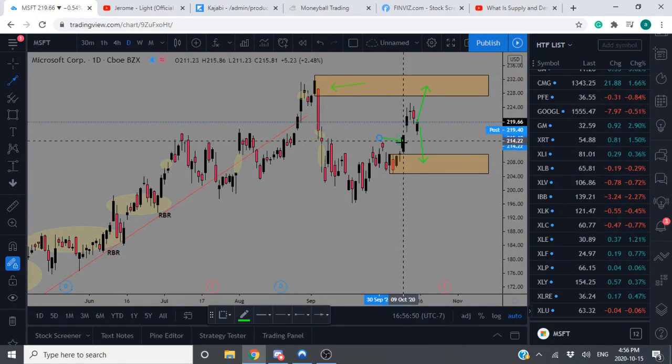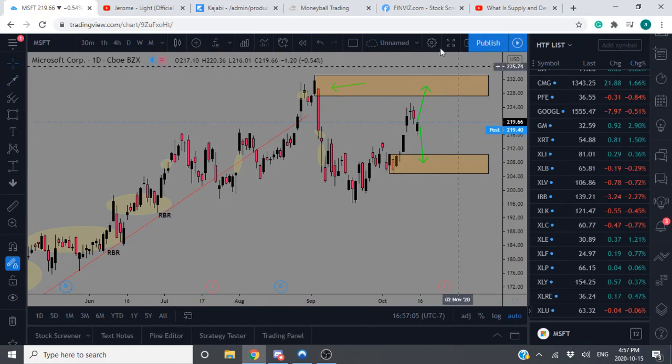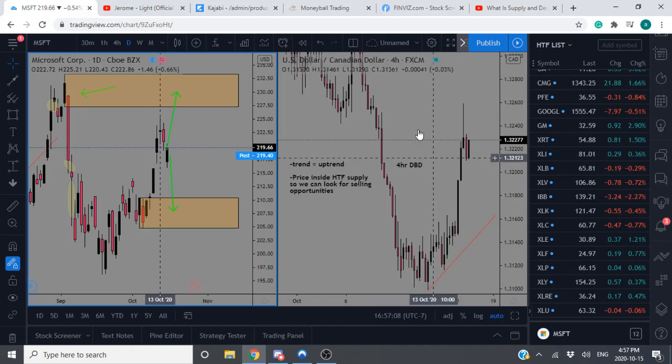Notice the strong leg out. Strong leg out. This is a lot of buying coming in, buying coming in, buying coming in. I want to wait for prices to come back down into this area, and then that's going to tell me, okay, I want to start looking for buying opportunities. So with that said, let's actually do this.